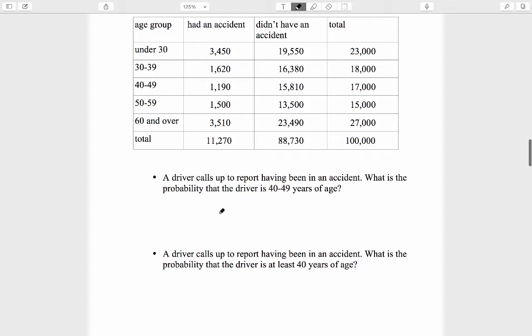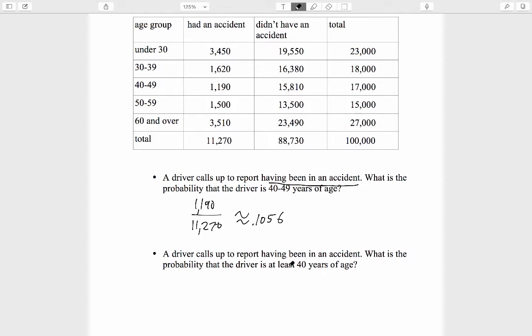Now some conditional probabilities. A driver calls up to report having been in an accident. What is the probability that the driver is 40 to 49 years of age? Let's stop and think, which conditional probability are we computing? It involves being in an accident. It involves being 40 to 49 years of age, but we have to be careful which way the conditioning goes. The known information about this driver is that of having been in an accident. Thus we are conditioning on having been in an accident. We are looking inside this column, which means that the denominator will equal 11,270. Ultimately, our question is, what is the probability that the driver is 40 to 49 years of age? There are 1,190 such drivers out of 11,270. That equals approximately 0.1056. 10.56% of those who had accidents were in this 40 to 49 age group.